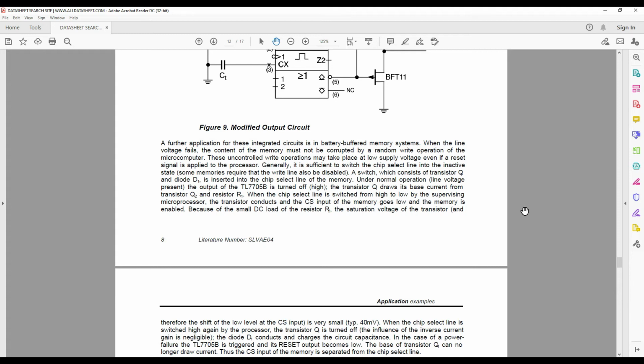In the case of a power failure, the TL7705B is triggered and its reset output becomes low. The base of the transistor Q can no longer draw current. Thus, the chip select input of the memory is separated from the chip select line.